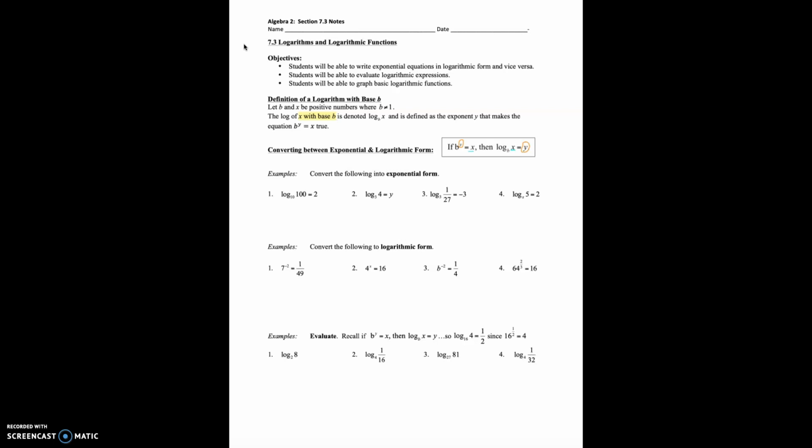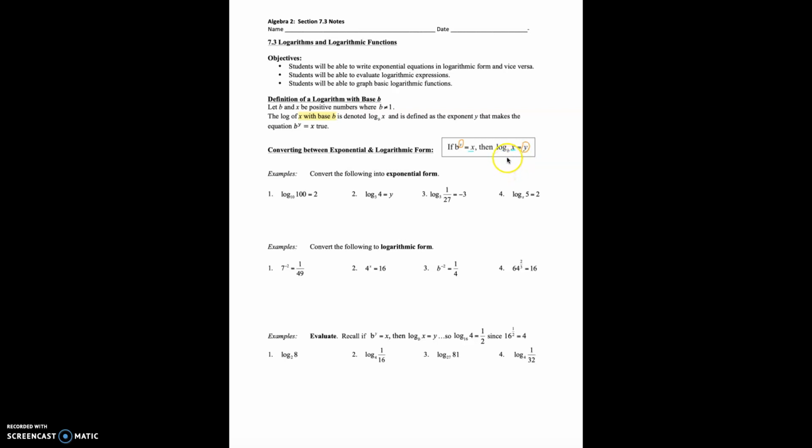So the definition of a log with base b. You're going to let b and x be both positive numbers, and b is not equal to 1. So the log of x with base b is noted as log base b of x. And it's defined as the exponent y that will make this equation b to the y power equals x true. So I color-coded this a little bit for everyone. If b to the y power is x, then log base b, notice it's the base here, of x is equal to y.